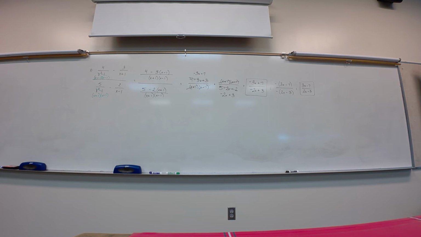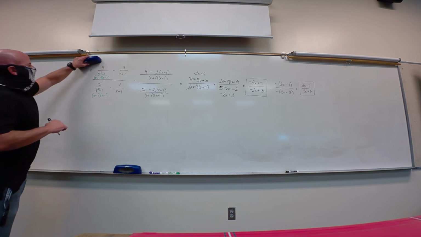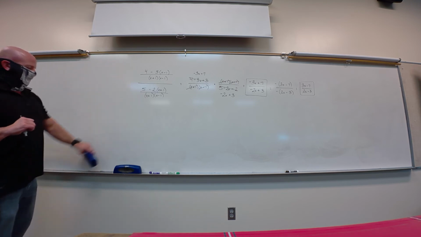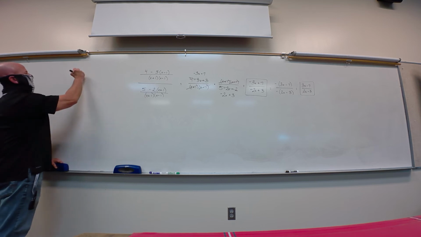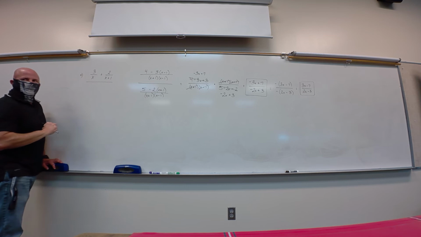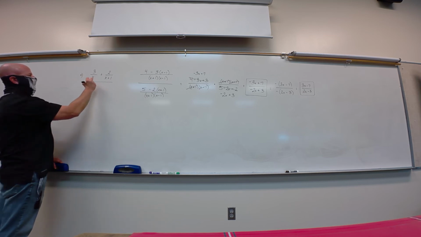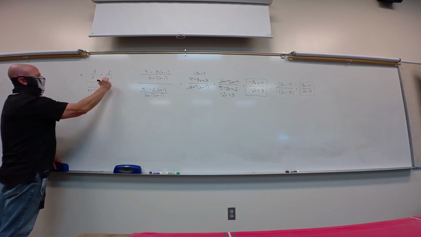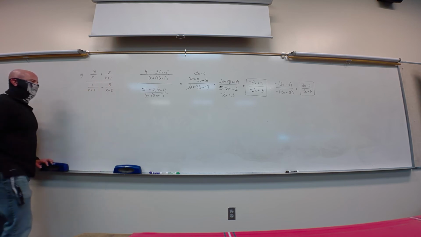Pay very close attention to the steps. None of them are new. Definitely has a lot worse look to all of it. Much larger problem. We focus on those steps. With this, let's go 3 over x plus 2 over x plus 1 all over 1 over x plus 1 minus 3 over x minus 2.